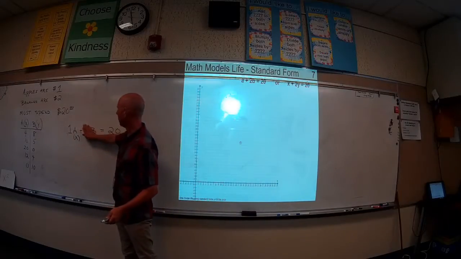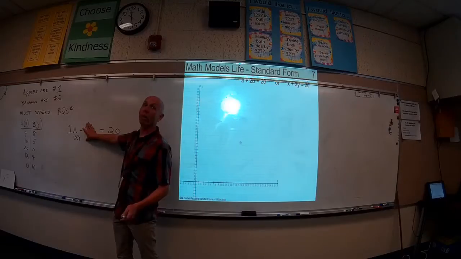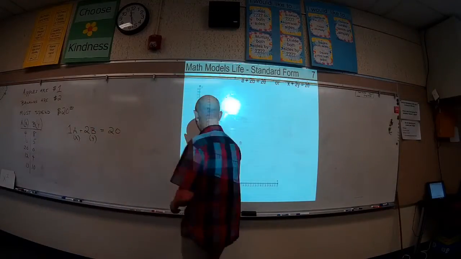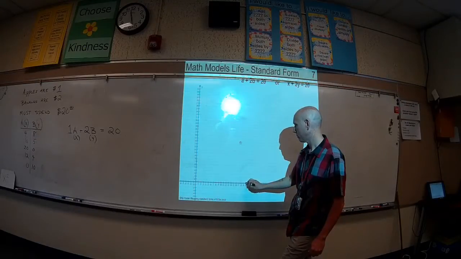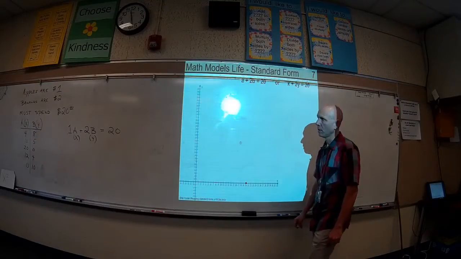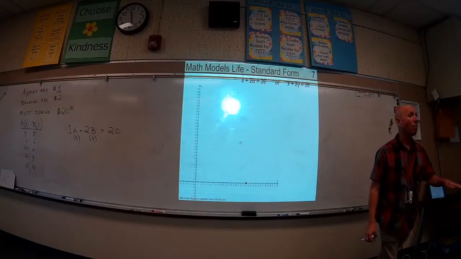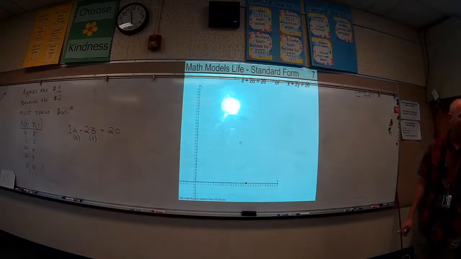Boom. What is A? 20. A is 20. And I said apples down here. A is 20, right about there. That means I can spend all my money on apples. I can get 20 apples.